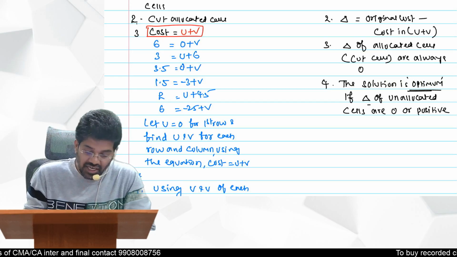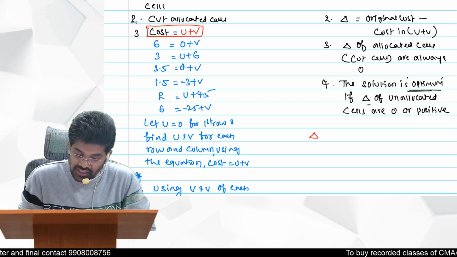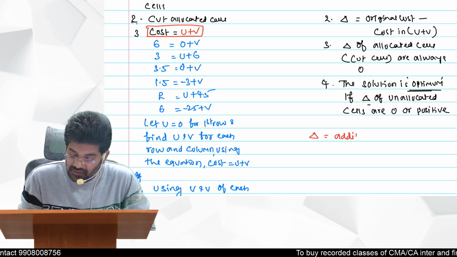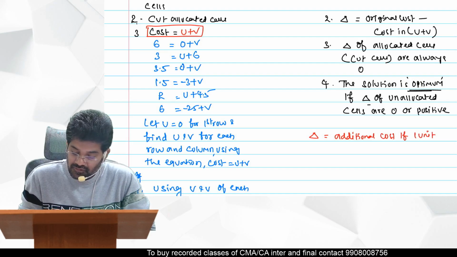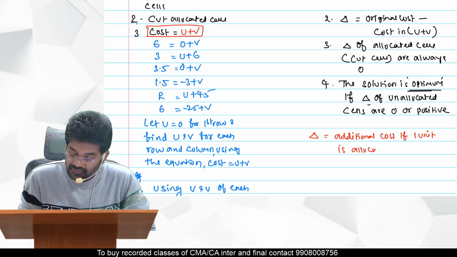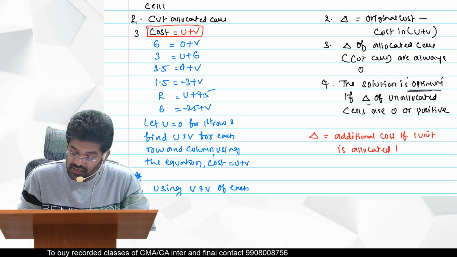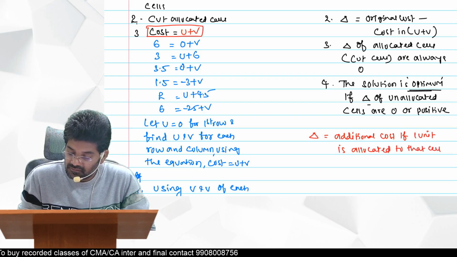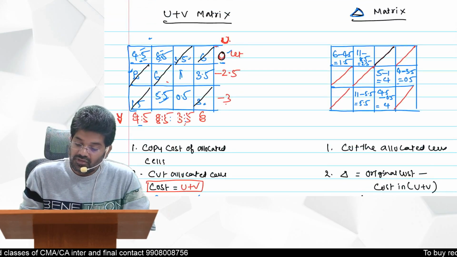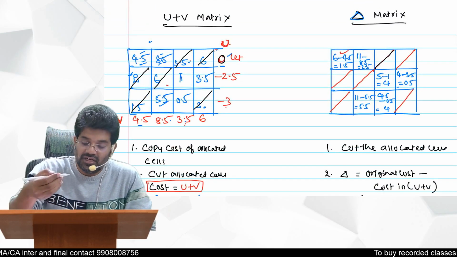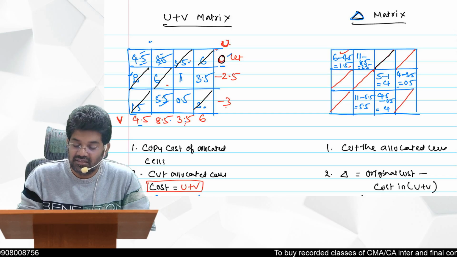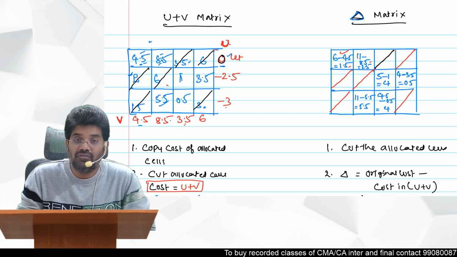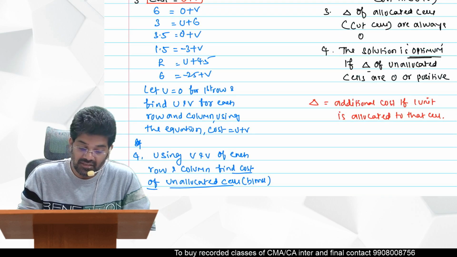So what does this change represent? I am writing here: what this change represents is the additional cost if one unit is allocated to that cell. If you allocate to that cell, what is the extra cost you are going to incur? Here, 1.5 extra cost you will incur. To this cell, if you allocate any extra unit, 2.5 extra cost you will incur. That is the meaning of change.